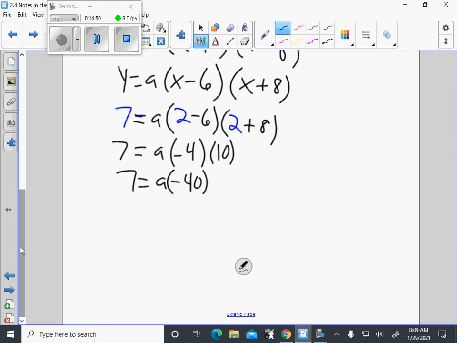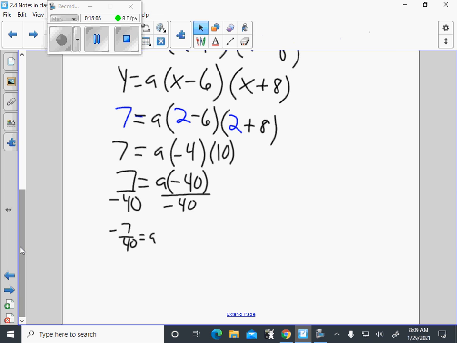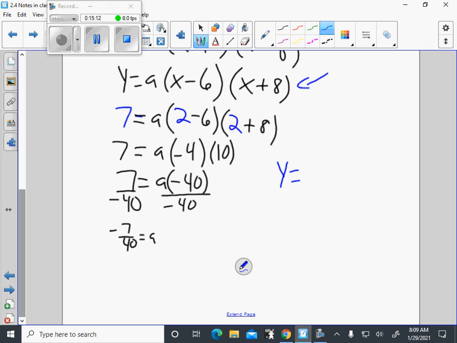Okay. Now, how do I solve for a? I'm just going to divide by negative 40. And I should get negative 7 over 40 is equal to a. What's my new equation? Plug it in right here. I should get y equals negative 7 over 40 times x minus 6 times x plus 8.